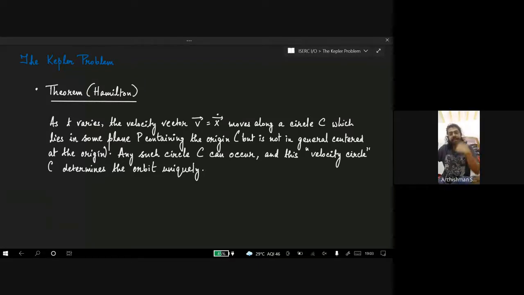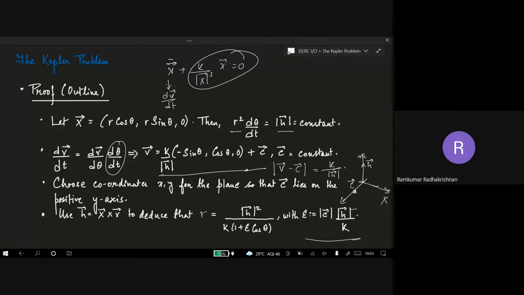So if you consider the velocity trajectories, what you end up with is that these move in a circle. And not just that, if you have a circle, then you can get back to an orbit.